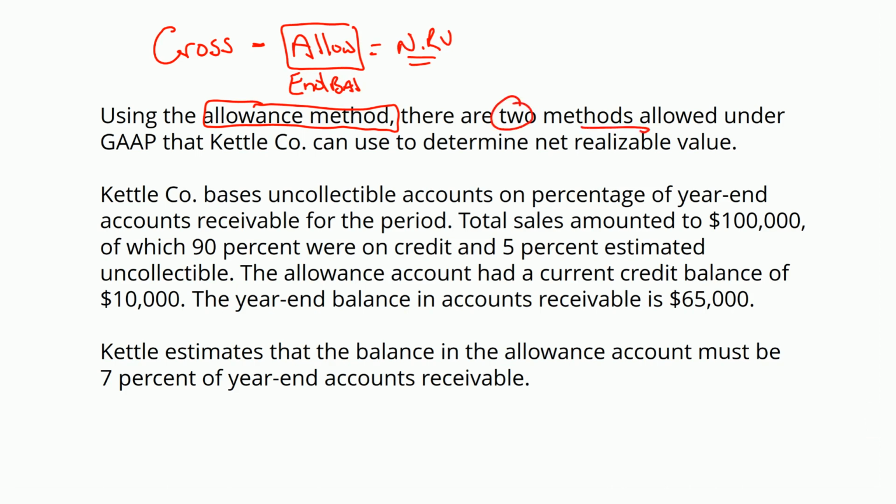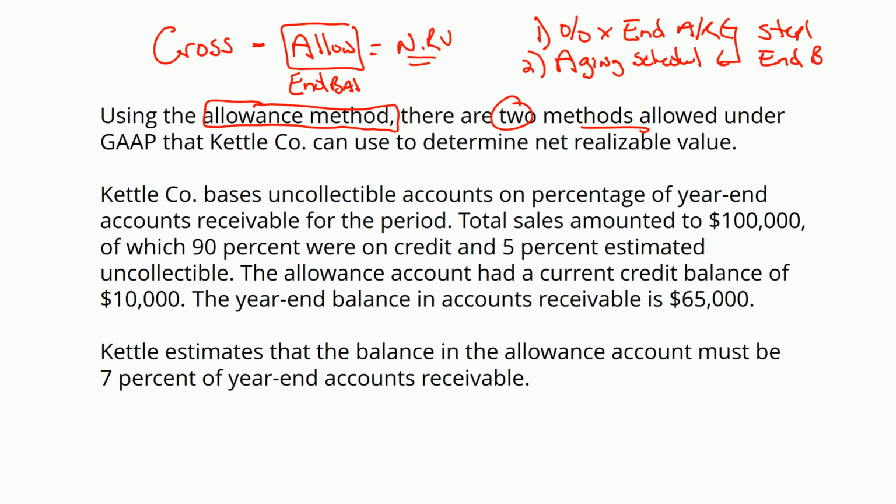So there are two methods we know to help us estimate that ending balance in the allowance account. So what are those two methods? Well, the first method is just take a percentage of your ending accounts receivable. That's one way to come up with that ending balance in your allowance account. The other is a more sophisticated approach using an aging schedule. So maybe we're going to use an aging schedule instead. But either way, step number one in this process is going to be to come up with that ending balance in the allowance account.